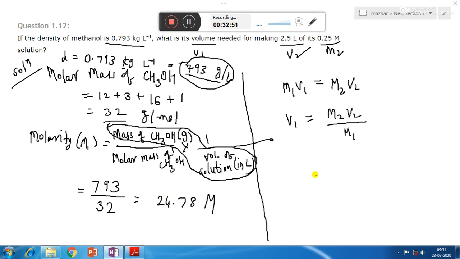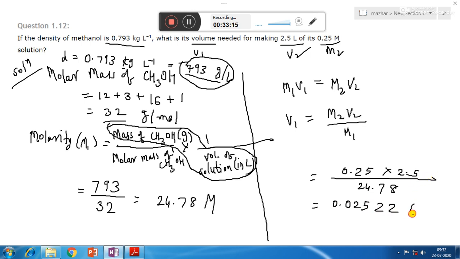Now in order to find V1, we will put the three values. M2 is 0.25, V2 is 2.5 liters and M1 is 24.78. On solving this, we will get 0.02522. Now here V2 is in liter, so V1 will also be in liter. When you shift the decimal point 3 digits towards the right, you will get 25.22 milliliters. So in milliliters the answer is 25.22.